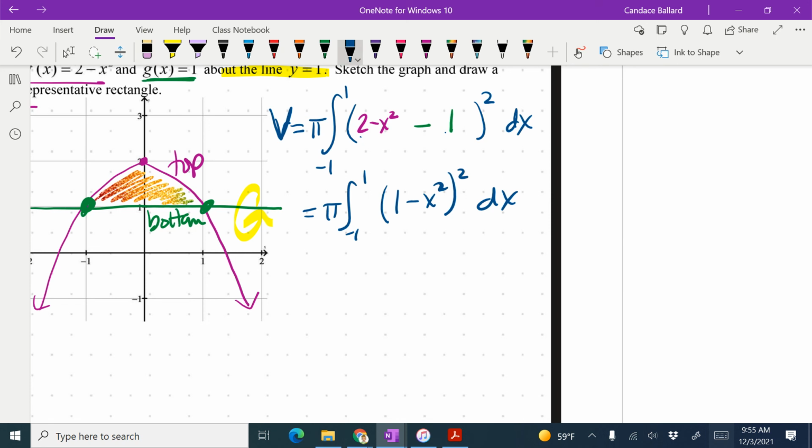Am I allowed to distribute? What does the squared mean to do? It means to multiply. It means we're going to write it twice, right? So you need to do that. Okay? So you're going to FOIL or distribute or multiply, whatever you want to call it. Okay? And then you're going to integrate.